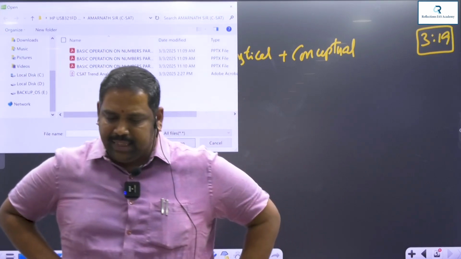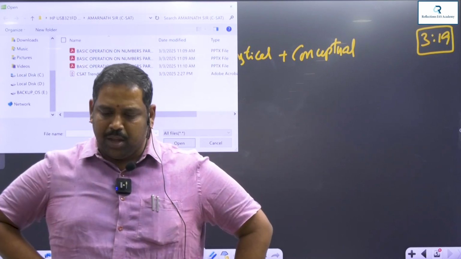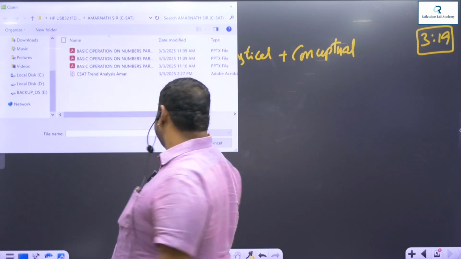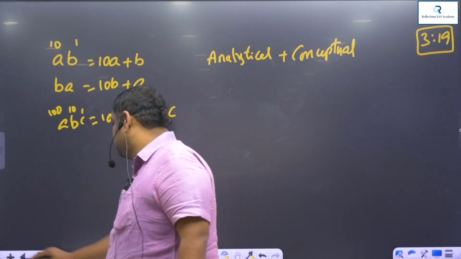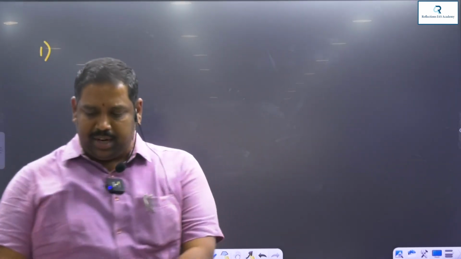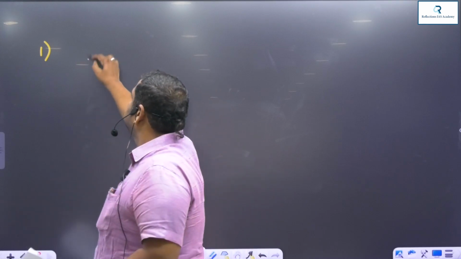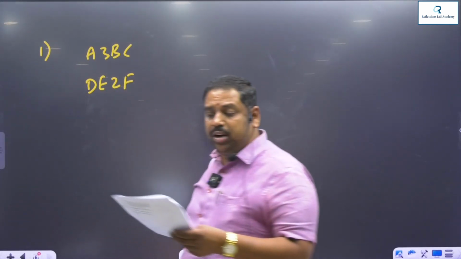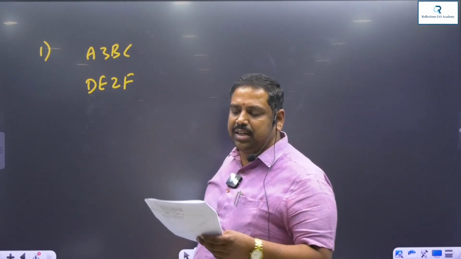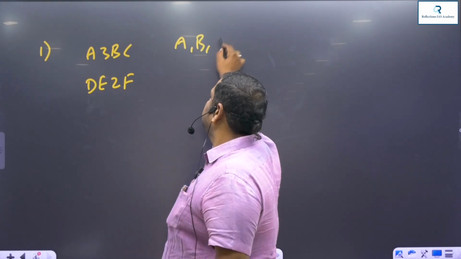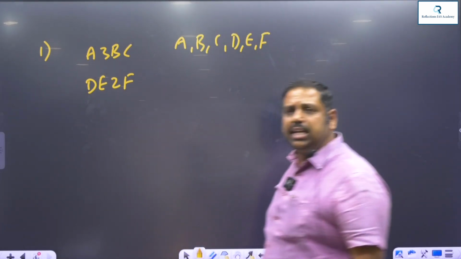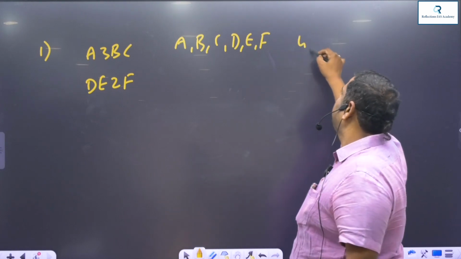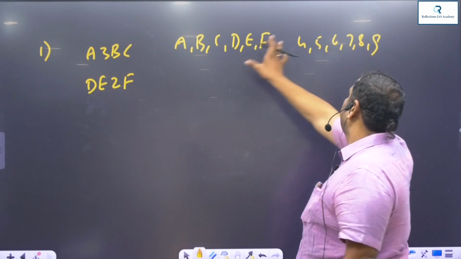So what did he say? Let A3BC and DE2F be 4-digit numbers where each letter represents a different digit greater than 3. The first question I am explaining. What's the first number here he gave? A3BC. And next one is DE2F. Be 4-digit numbers where each letter represents a different digit greater than 3. So we have A, B, C and D, E, F. These are all the letters, right? Each one is more than 3 and all are different. No common number, none is repeated. So more than 3 means 4, 5, 6, 7, 8, 9. 6 alphabets and 6 digits, right?